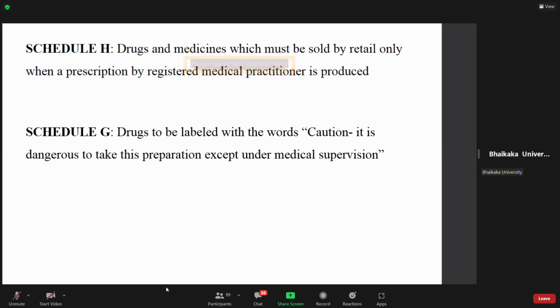The meaning of Schedule G. Under this, the drugs to be labeled with the word caution. And it is written that it is dangerous to take these preparations except under medical supervision. So the drugs which are falling under this schedule should be consumed under medical supervision only. So you may find a box warning in the label of such drugs, and it is written as a caution.